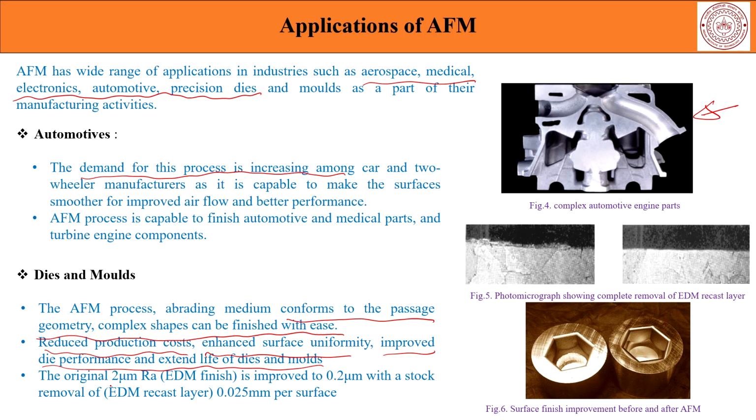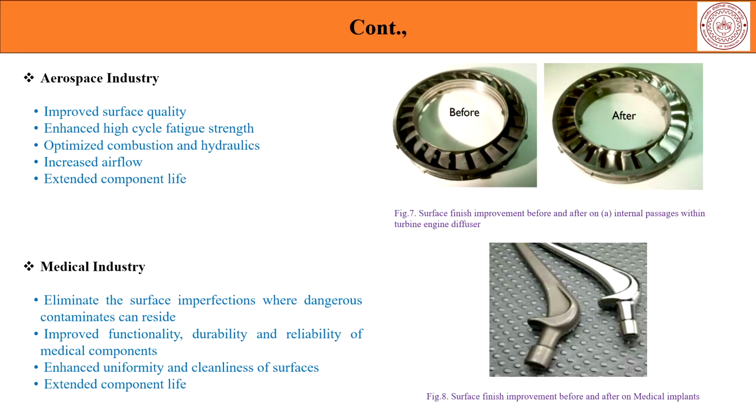The original 2 micron Ra EDM finish, and EDM is a process which is by and large used in all dies, as you perhaps recall, because of its die sinking behavior, is improved to almost 0.2 microns with a stock removal of the whole EDM cast layer to an extent of 0.025 mm per surface. That is how important this whole flow finishing process is as hybrid or assistive to the primary removal process like EDM etcetera. Now, when we talk of the aerospace industry, again it is in great need of improved surface quality.